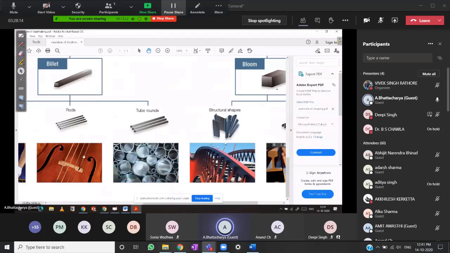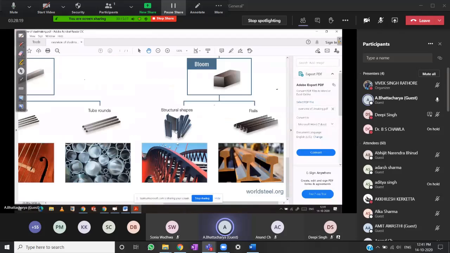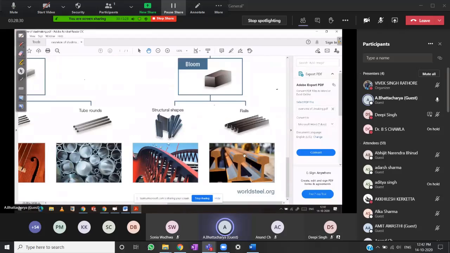Bloom, this is the third intermediate product. So from here you can make structural shapes like rod, all these, and you can also make rails, which is familiar to everybody. So this can be made from bloom. Bhilai steel plant makes rails only. It has some more product mix, but Bhilai steel plant is most famous for rails. Okay.